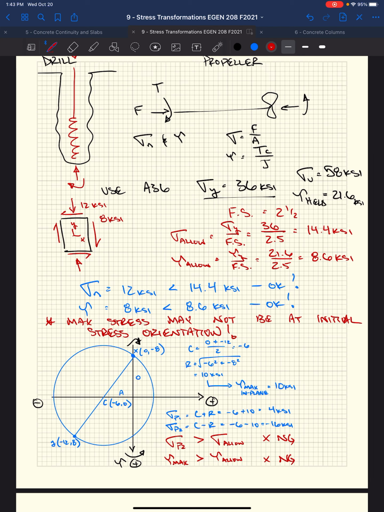Okay, that's it for stress transformations. Lucky for you guys, we're behind. And honestly, I don't think it's worth it.